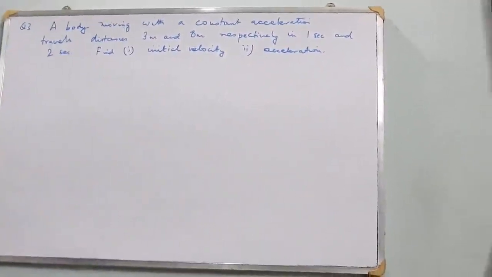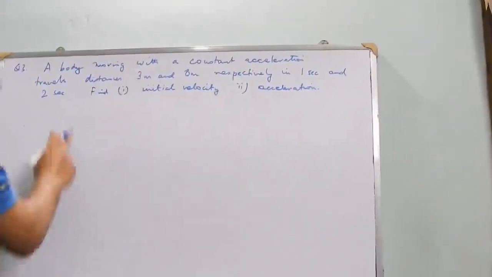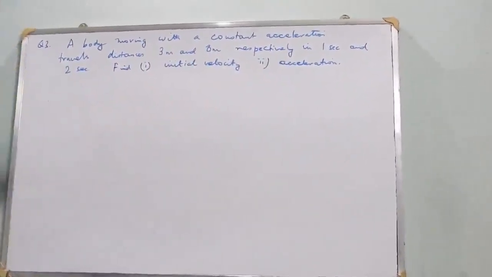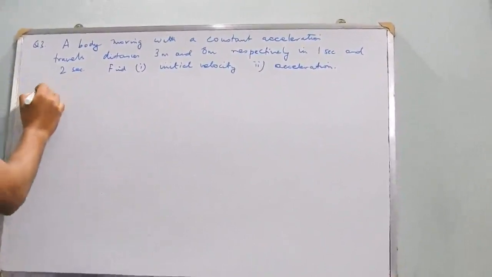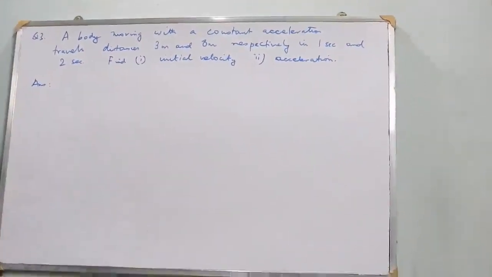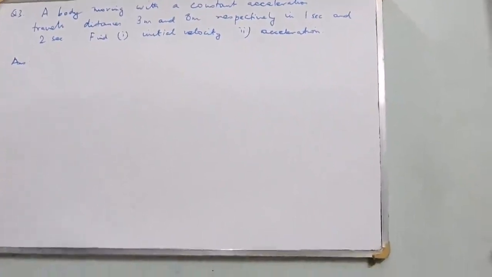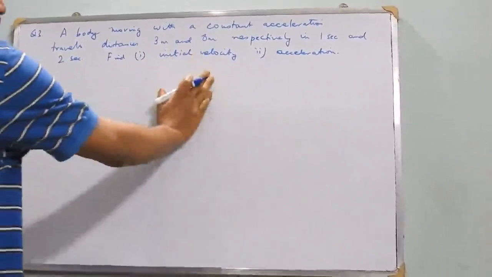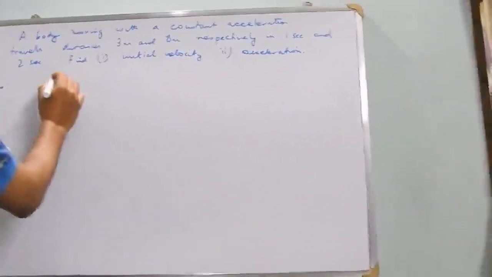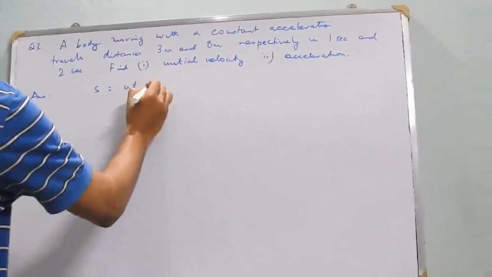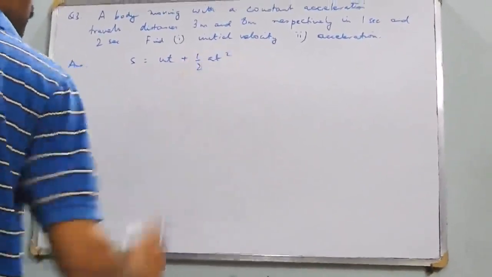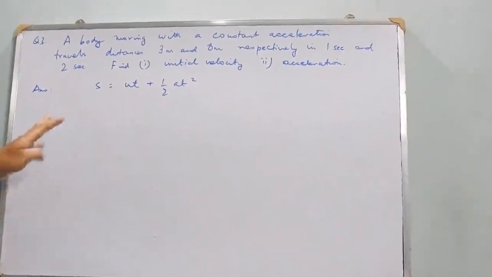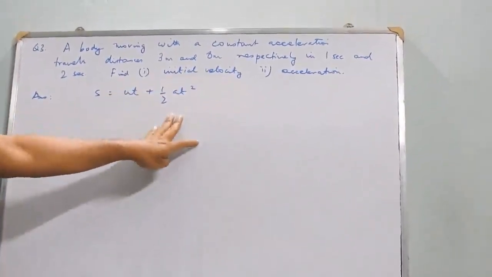So let us start with our basic equations. A body is moving with constant acceleration and its travelling distance is 3 meter and 8 meter in 1 second and 2 seconds respectively. So we have to choose an equation that relates distance travelled with time, initial velocity and acceleration. So our equation is S equal to ut plus half at square. Because S represents displacement or distance what we measure, u represents the initial velocity, a represents the acceleration and t as time.